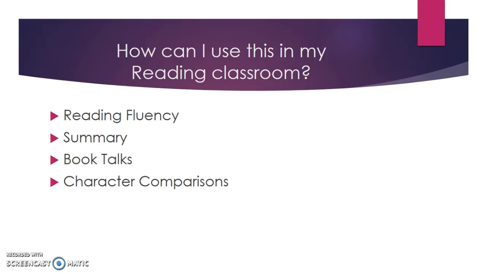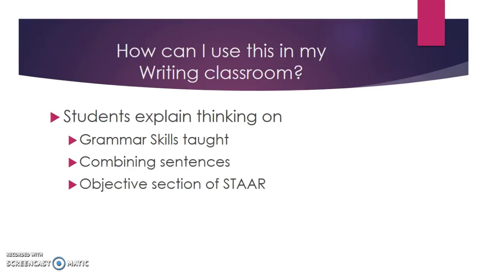In the reading classroom, students can create book talks to show their understanding of summary. In the writing classroom, students can explain their thinking on review questions for the objective section of the STAR, and this will allow teachers to understand why students are making the choices they are.